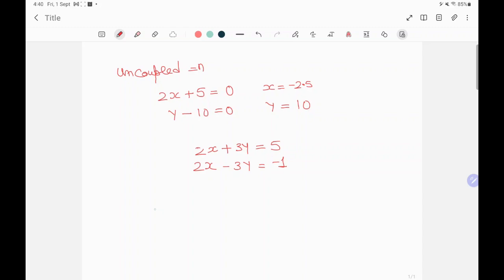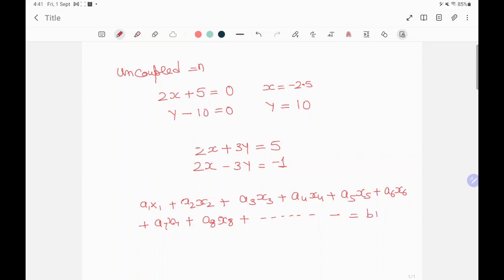Suppose you write one equation here, okay, and the variables are x1, x2, and so on: a1 x1 plus a2 x2 plus, and so on, equal to B1.